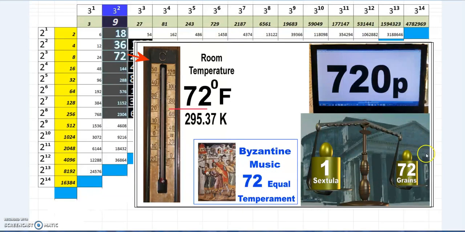Also in Byzantine music, equal temperament 72, and ancient weight scales again: 1 sextula, 72 grains, and 720p in screen resolution. Now, these might have been a legacy from a more superstitious time, the recent pre-computer, pre-secular age. However, the modern computer and electronic age is in love with harmonic numbers. They use them all the time. Like when you look at a screen resolution or file size, you're going to get these numbers again. In the infinite sea of numbers, they could have chosen others, but they chose these because of their special properties.